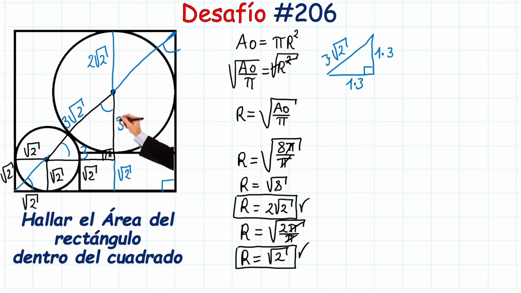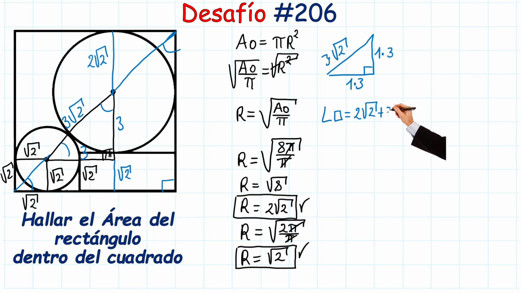Now, what do we have to do? We have to add up these little parts here. We needed to add up these two. Then we're going to put here the side of the square will be equal to 2 square root of 2 plus 3 and again plus 3 and more square root of 2. Phenomenal. So we have that the side of the square is equal to 2 times the square root of 2 plus the square root of 2 equals 3 times the square root of 2.